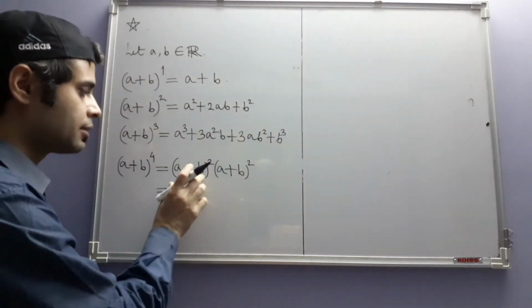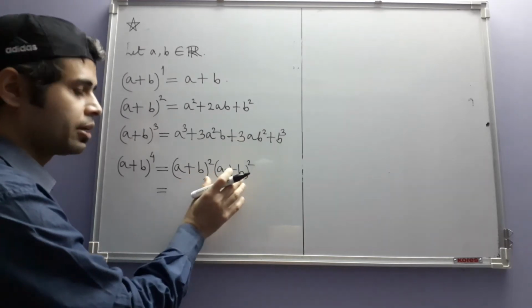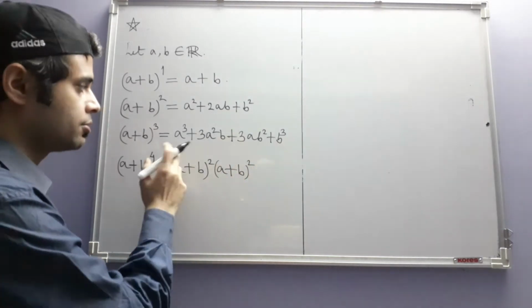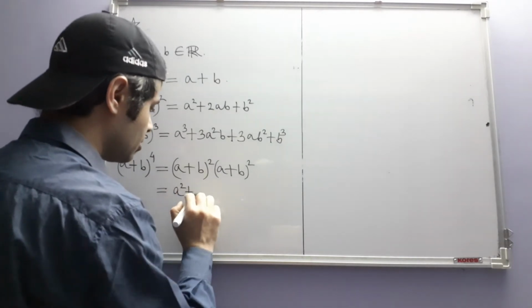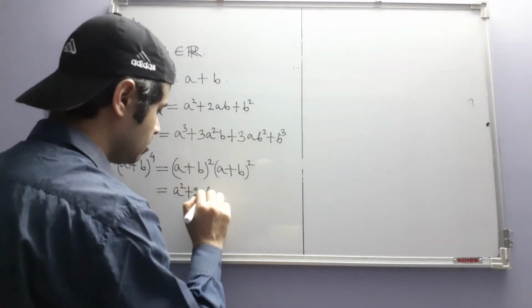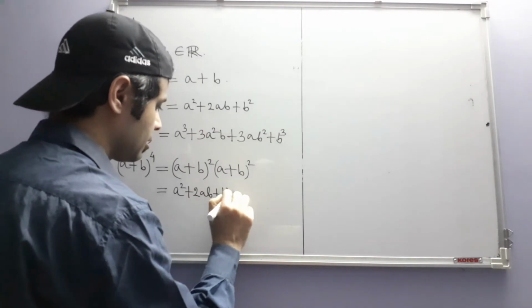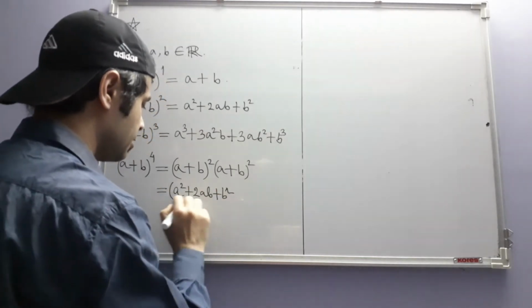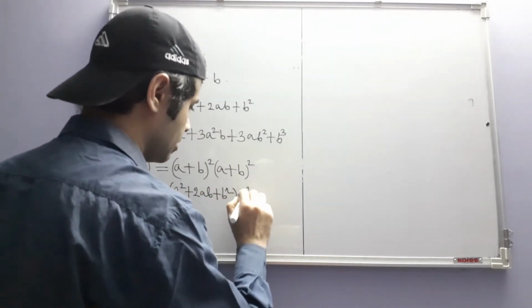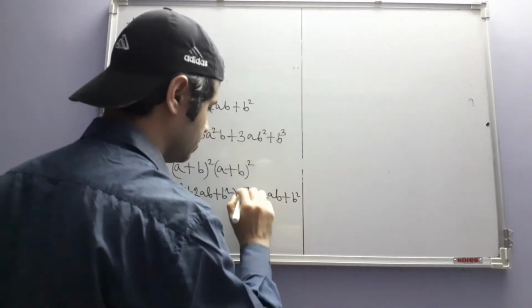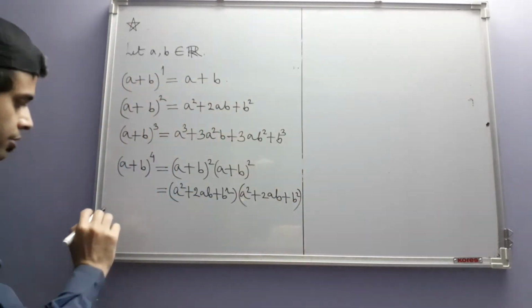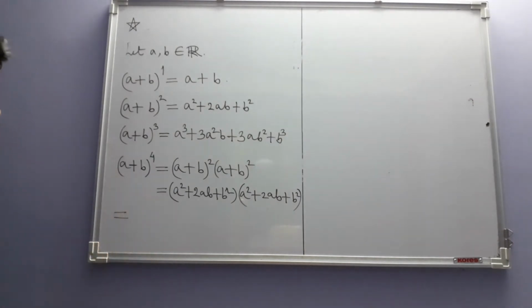If you want, you can write this as A plus B times A plus B whole cube. That way also you can do. So for this we already know the expansion: A plus B whole square is A square plus 2AB plus B square, and for the second one, which is the same, A square plus 2AB plus B square. Now we carry out the multiplication.